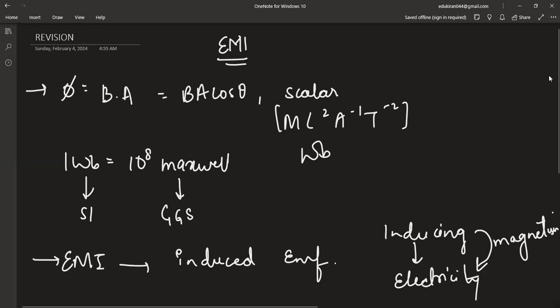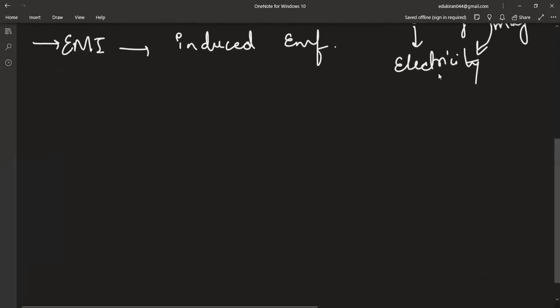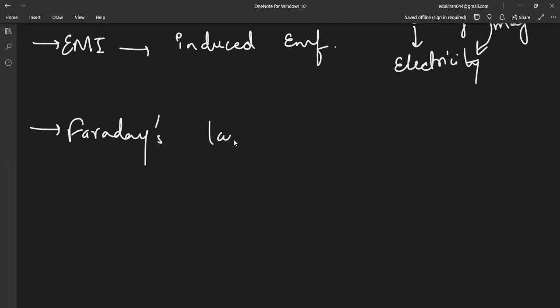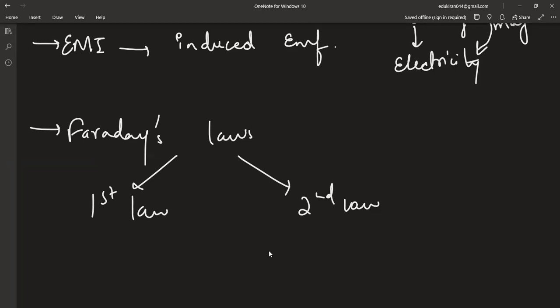Then in your board exam, especially in the 2-marker sections, you can get a question to write on the Faraday's laws of EMI. So Faraday's laws are important, where the first law is there, and you have the second law. Basically, the first law tells you the fact that whenever magnetic flux linked with the circuit is changed, EMF is being induced. It tells you the concept of EMF, that yes, EMF is being induced.